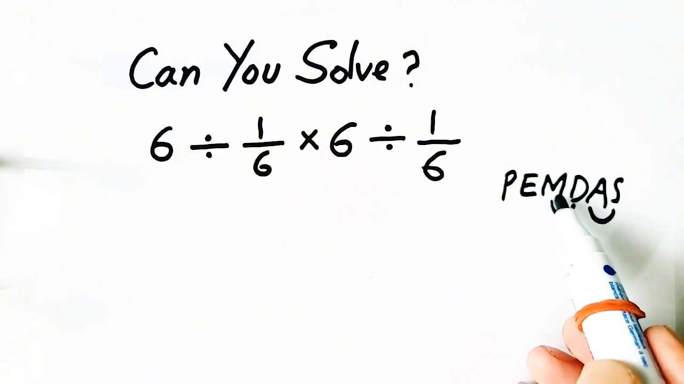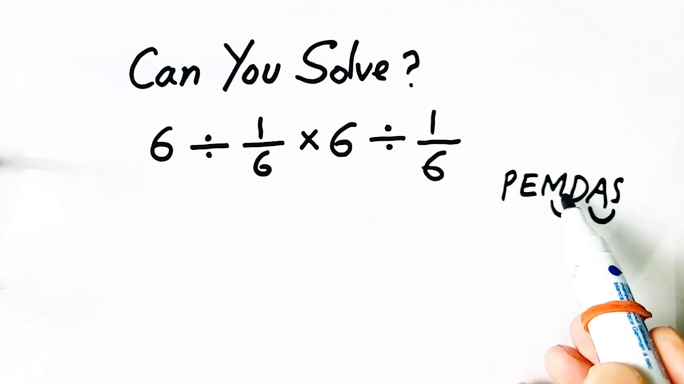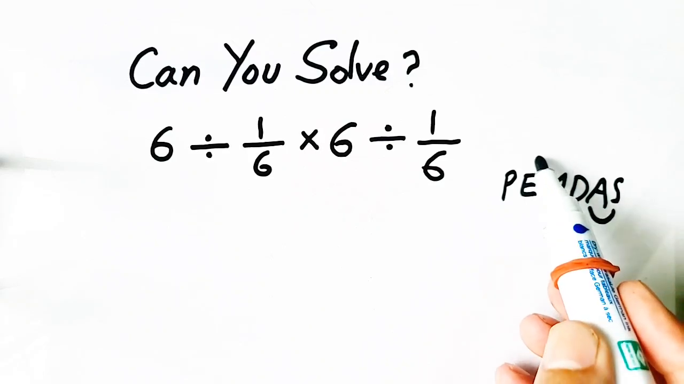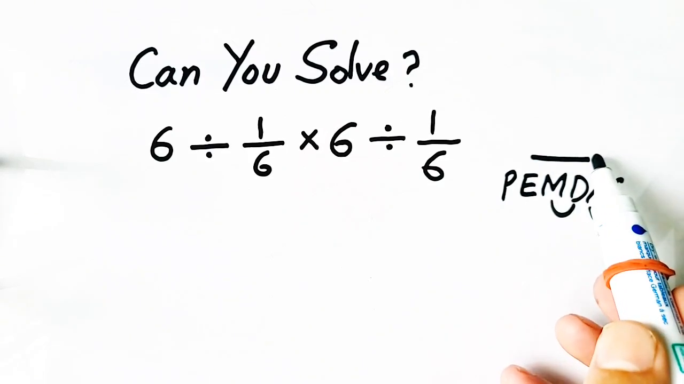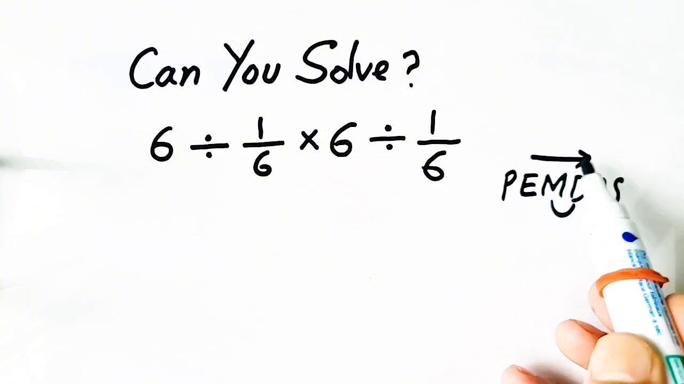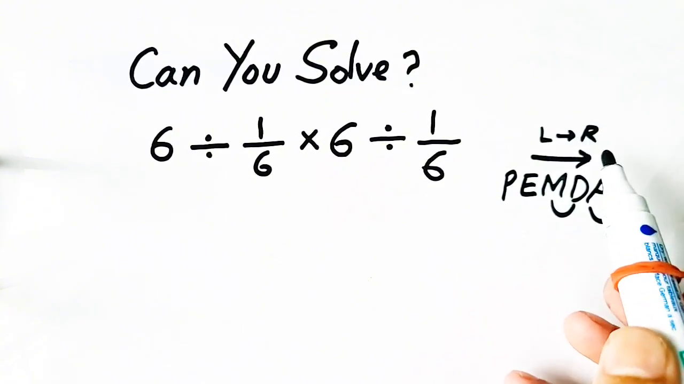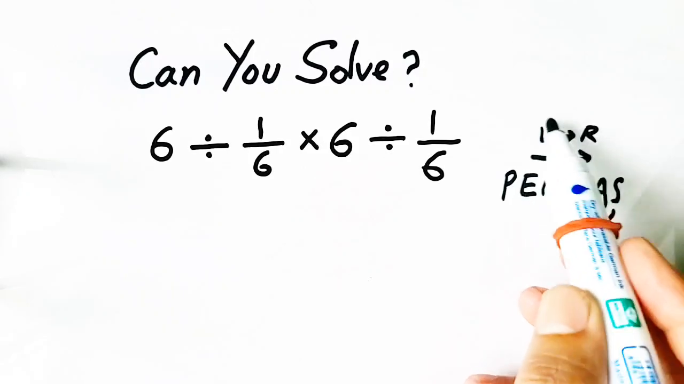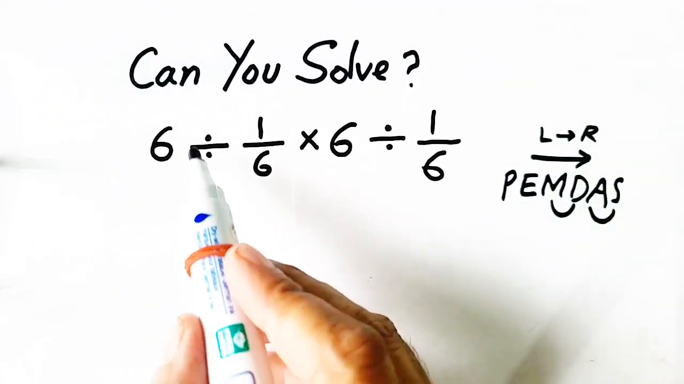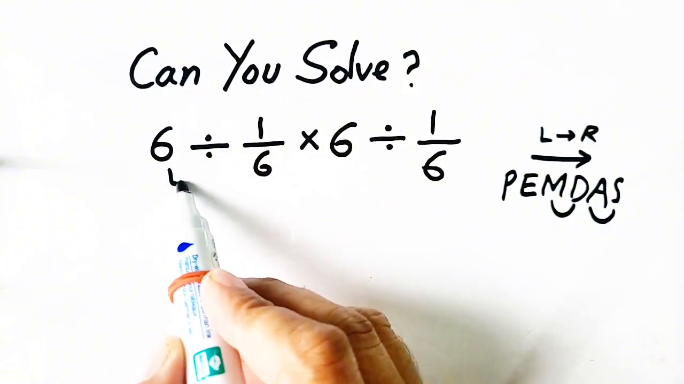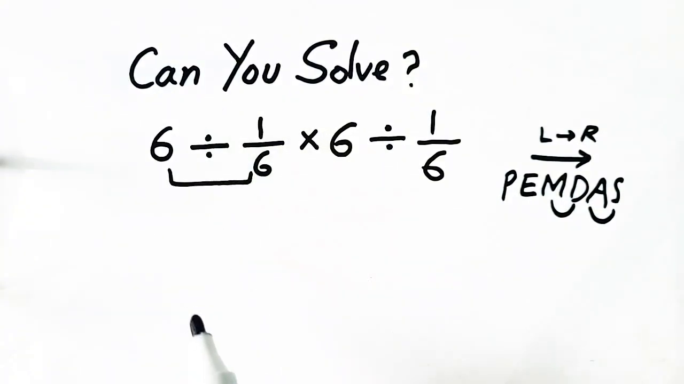Remember that if multiplication and division are in the same question, we will apply the functions of division and multiplication from left to right. We will prefer the function on the left side first. So here we will prefer this division because it is on the left side.